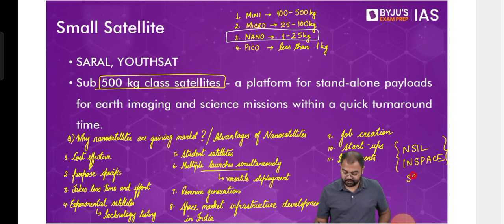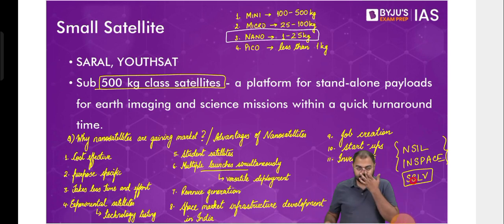Now we have something called SSLV, or Small Satellite Launch Vehicle, which is specifically meant for these kinds of satellites. We'll discuss this also later. Until now we were dependent on PSLVs or GSLVs for any kind of launch. Now SSLV is coming into the picture so that we can launch these small satellites, which is also something we are working on.